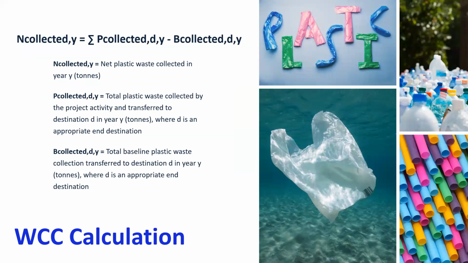So this equation is going to be the most important. This is how we figure out how many credits to issue, and it's going to be the final equation in the methodology itself. So we see that the net plastic waste collected in year Y, N collected, is in that top equation. And that's going to equal the sum of the project waste collected minus the baseline plastic waste collected.